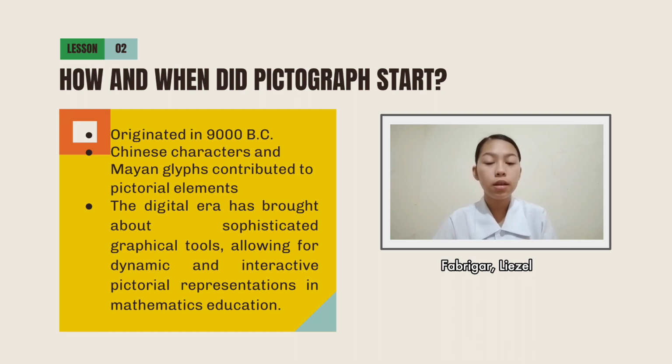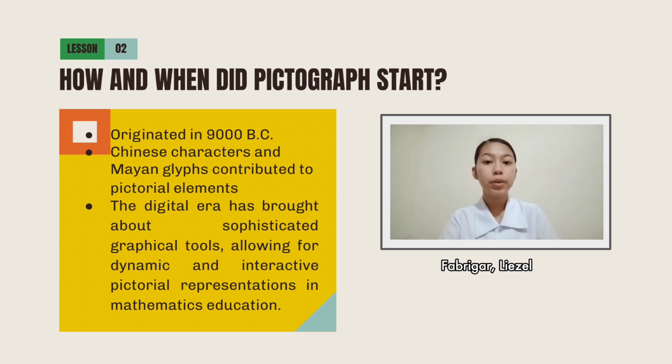So here are the evolutions of the history of pictographs. First, early cultures used simple symbols or drawings such as hieroglyphs and cuneiforms, which laid the groundwork for more structured mathematical communication. Next, Chinese characters and Mayan glyphs also contributed pictorial elements and writing systems.